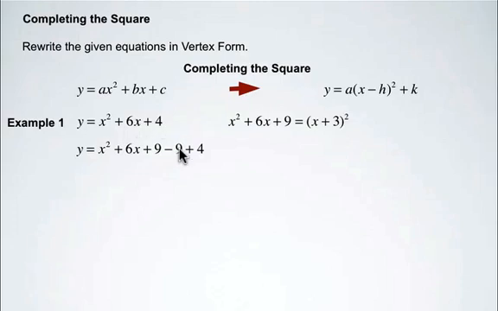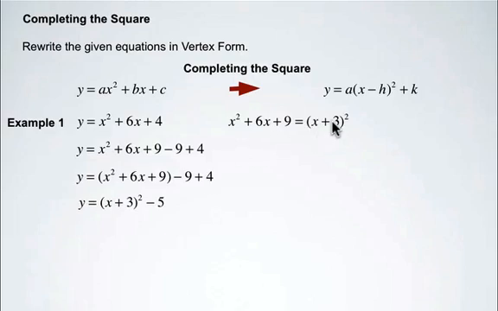We do this so that we can then group things like this. We place brackets around this. Notice that these brackets create a trinomial that is here. So this trinomial is now inside this one. And we still have our minus 9 plus 4.